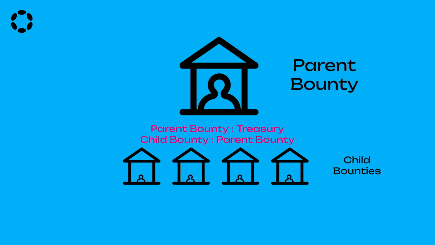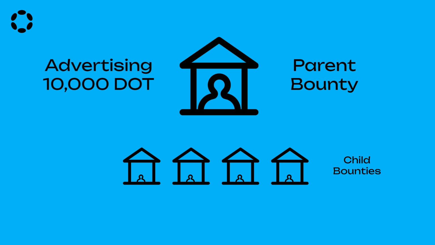For example, if a parent bounty category is for advertising in the amount of 10,000 DOT, a child bounty category could be something like advertising campaign at the LAX airport for 1,000 DOT. So child bounties allow a parent bounty to split up its budget into multiple spends toward subcategories.